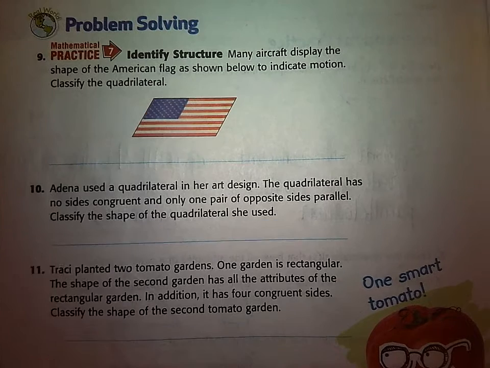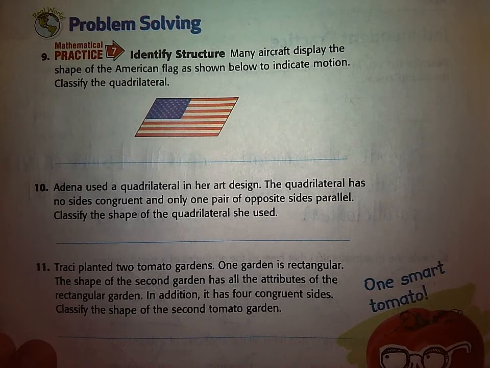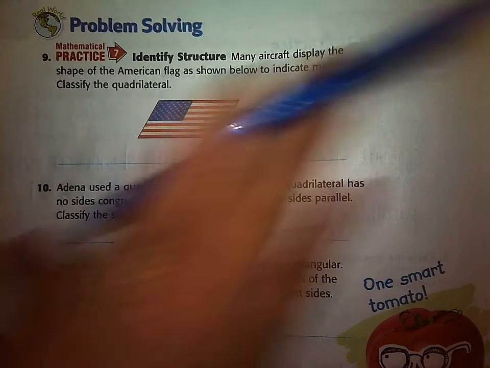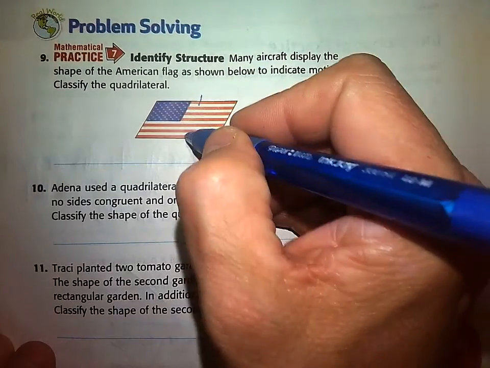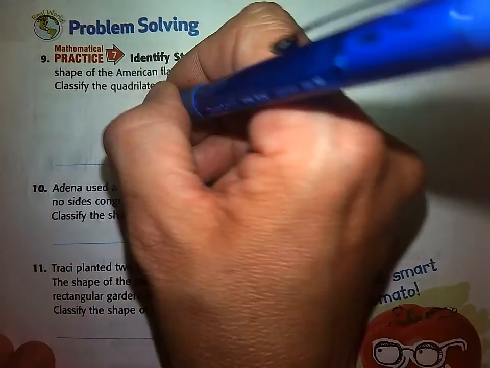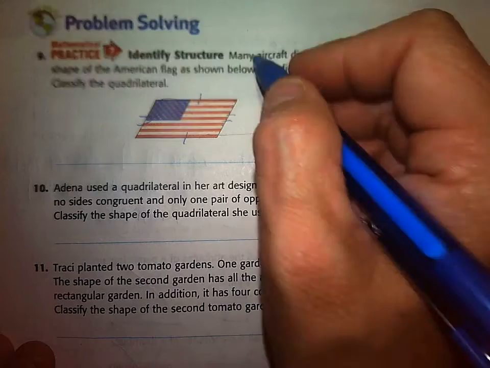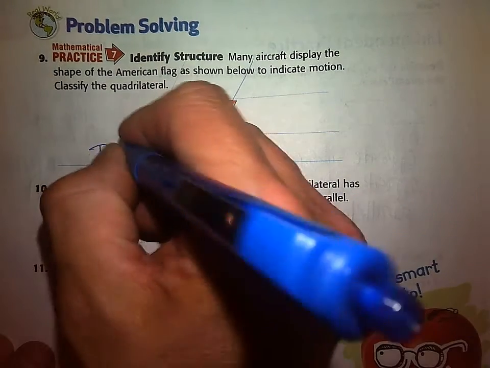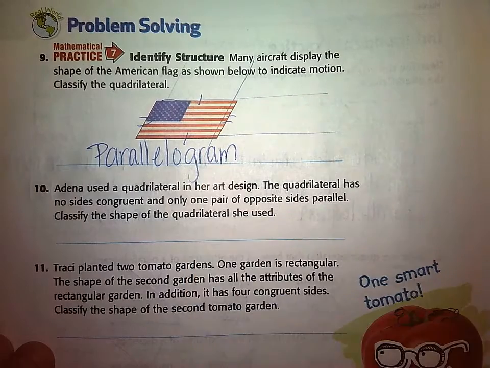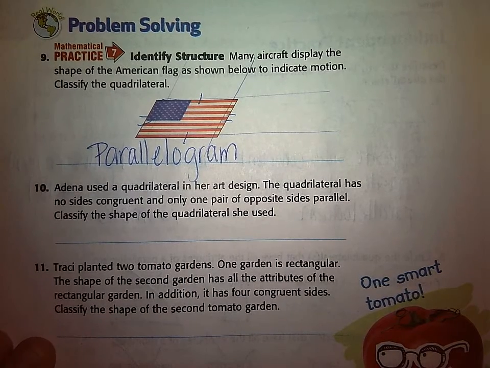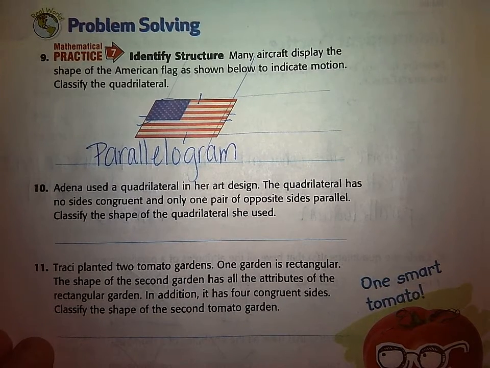It says, math practice number 7 to identify structure. Many aircraft display the shape of the American flag as shown below to indicate motion. So on a plane, you might see it like this, so it looks like the flag is kind of flowing. Classify this quadrilateral? Well, we've got opposite sides congruent and opposite sides parallel. That is a parallelogram. It's not a rectangle, it doesn't have right angles, and it's not a rhombus because it doesn't have all sides equal.